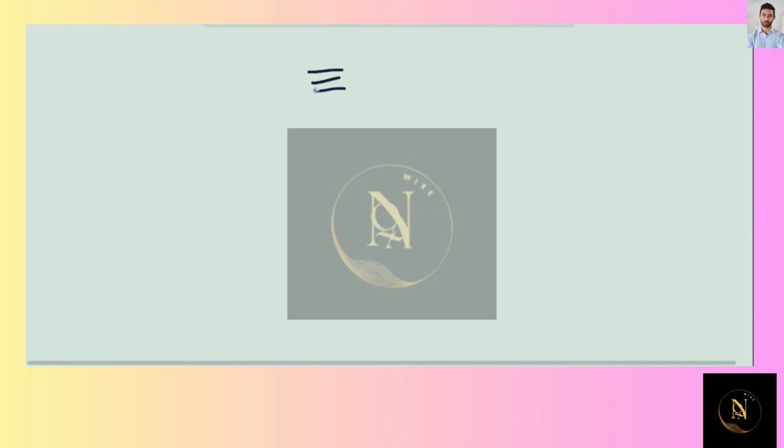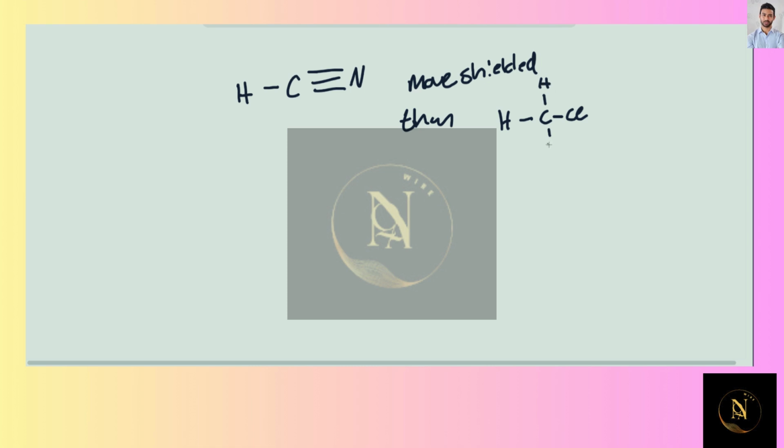Okay, so the reason that acetonitrile appears to be more shielded than the hydrogen in, say, chloromethane or methyl chloride, despite the fact that the dipole is much larger in acetonitrile than it is in methyl chloride, is due to circulation, right?